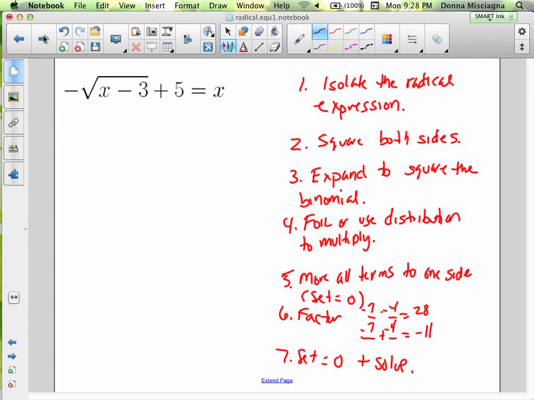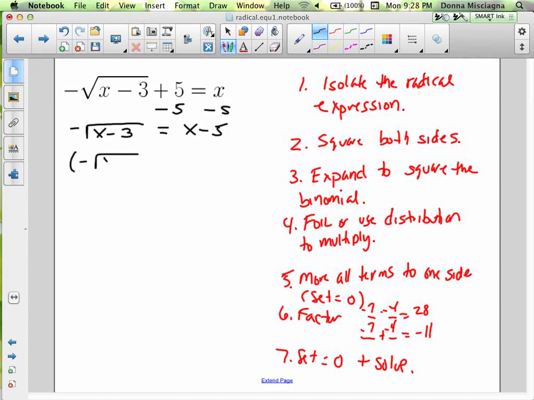All right, so first step, isolate your radical expression. So we're going to subtract 5 from both sides. So we have negative square root of x minus 3 equals x minus 5. Now normally we would try to isolate our radical completely, but it's just a coefficient in front. It's not going to really make much of a difference. And actually, I think I'd prefer keeping that x positive, that's the one we're going to be squaring. So don't worry, we'll just square the negative and it'll be fine.